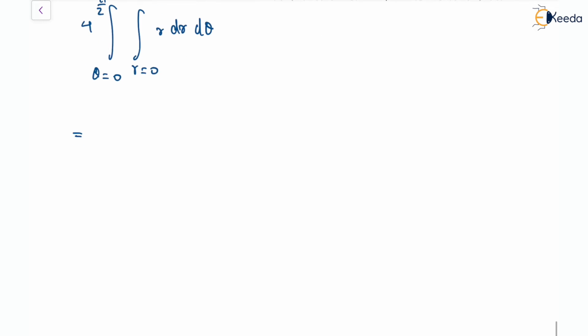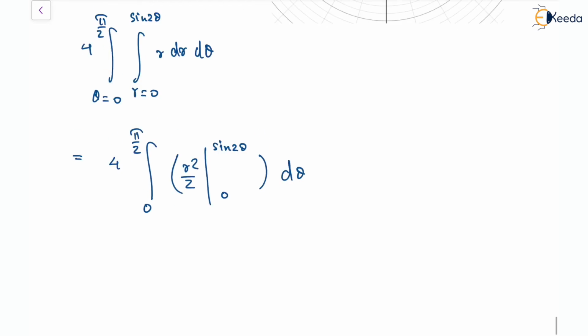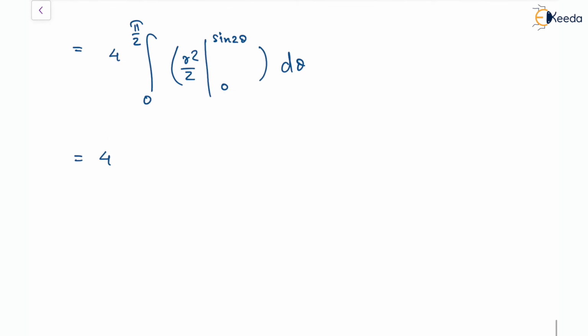Okay, so first of all, 4 times integral 0 to pi by 2 of r square by 2 with the limits 0 to sine 2 theta. So after putting the limits, we need to integrate this in terms of theta. So we can take this 2 outside. So this gives us 4 by 2, integral 0 to pi by 2, limit for r square. So that is sine square 2 theta. For 0 it is going to be 0.